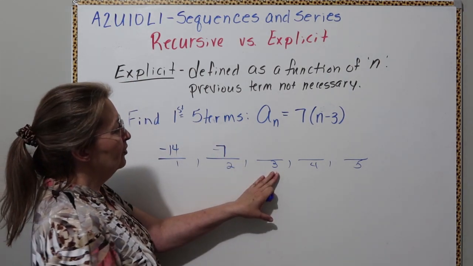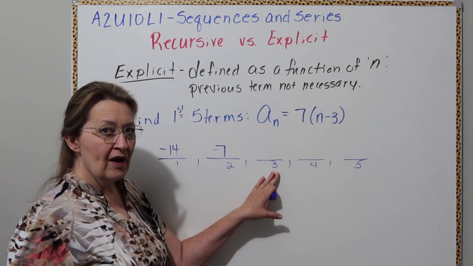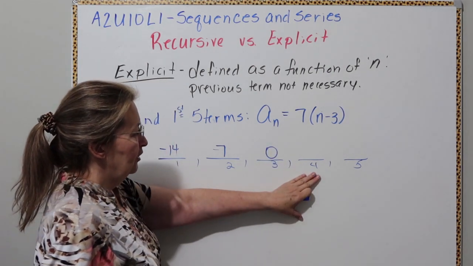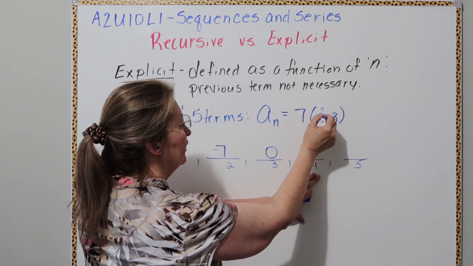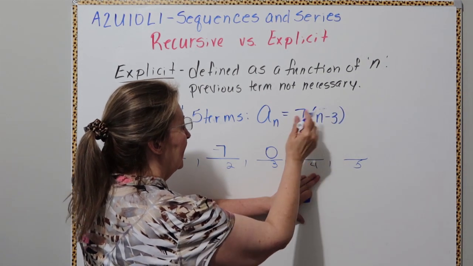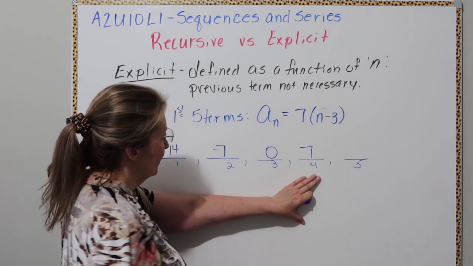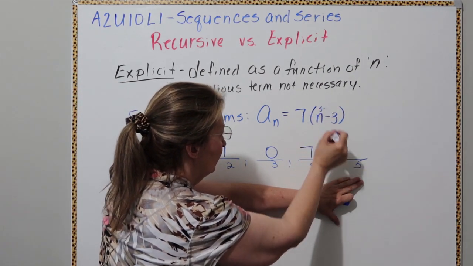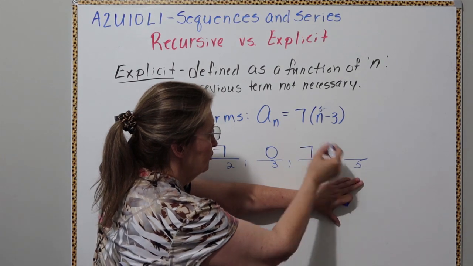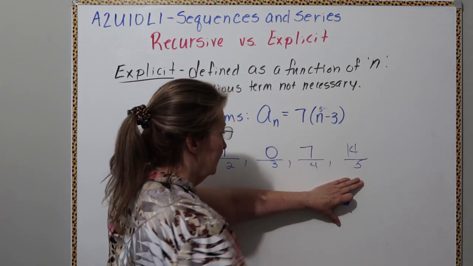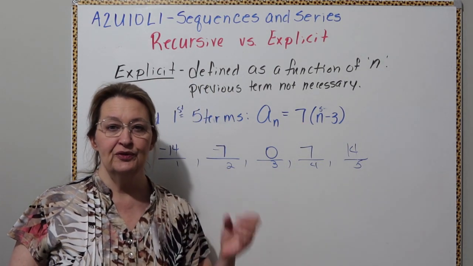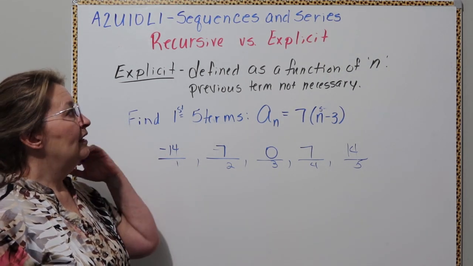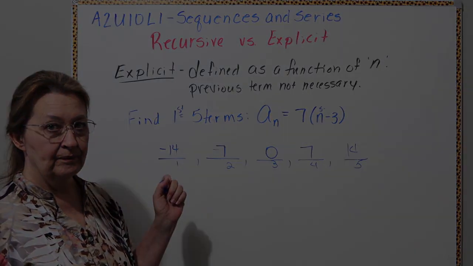All right, term number 3. 3 minus 3 is 0, so 7 times 0 is 0. If I put 4 in for n, 4 minus 3 is 1, and 7 times 1 is 7. My last term, if I put 5 in here for n, 5 minus 3 is 2, 7 times 2 is 14. See, I told you, explicit sequences are going to be much easier to deal with than recursive.